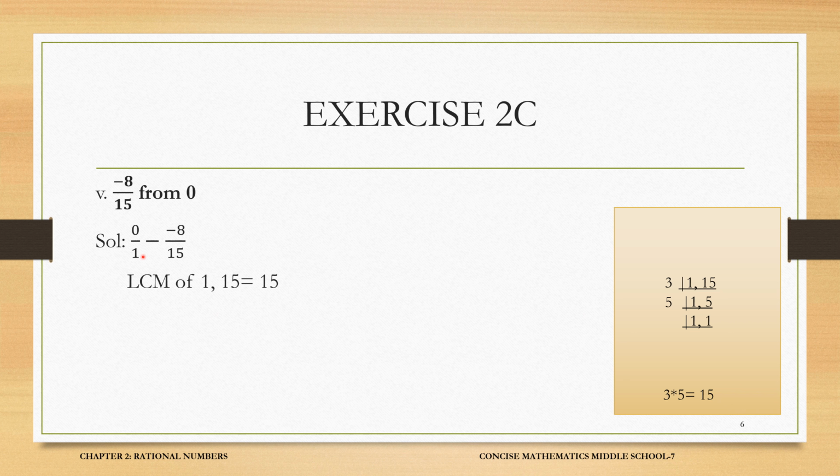Now take the first rational number, that is 0 by 1, and to make the denominator 15, you need to multiply this 1 with 15. So 1 into 15 is 15, 15 into 0 is 0. And now take the second rational number, that is minus 8 by 15, and this 15 should be multiplied with 1 because we don't need to change this denominator. So it becomes the same, minus 8 by 15, and just replace these numbers over here and it becomes 0 by 15 minus of minus 8 by 15.